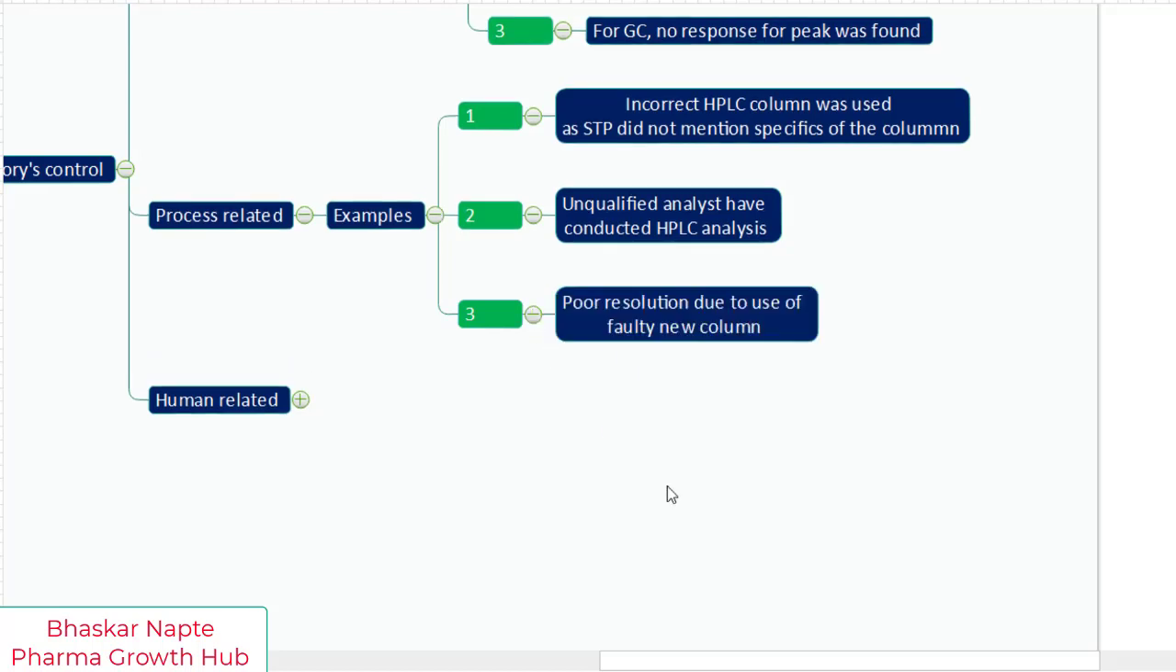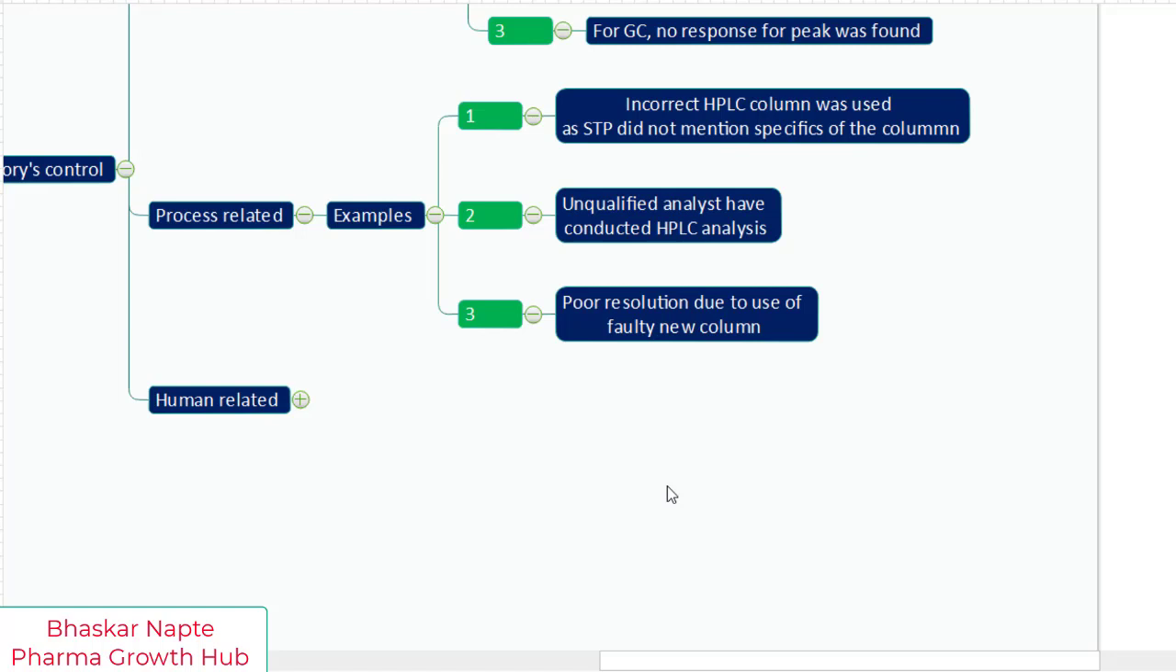The third example can be poor resolution due to use of a faulty new column. So you are very happy today, you received a brand new column and you thought, okay, now this column must be great as it is not used so far. You started the analysis and ended up with an incident. You expected a resolution for your impurity A and API of around 2, but you found that the impurity A and API is coming as a single peak. What is wrong with the analysis?